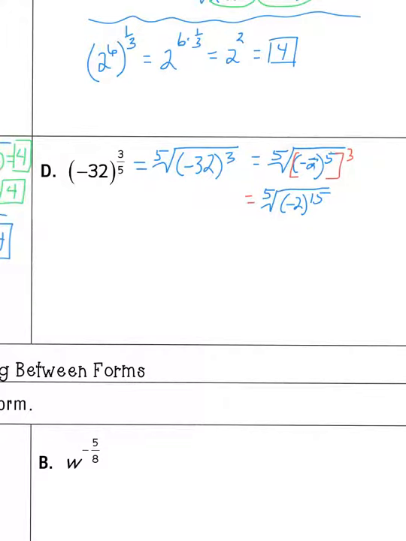And so now I can use my index rule. I'm going to take this index of 5 and divide it into 15. And it goes in there beautifully, nice and evenly. So I get (-2)^3, which is -8. Remember, this is an odd root, so I can have a negative answer.